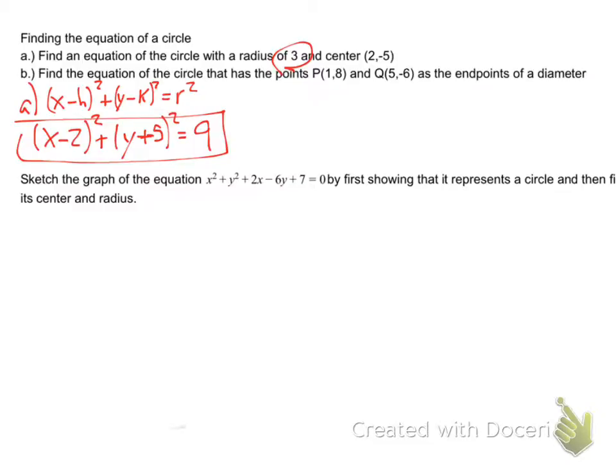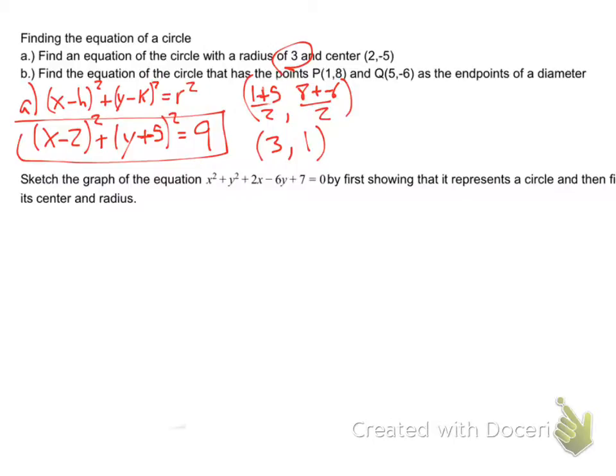So, midpoint formula, without having to write it down, would be what? Add the x's, divide by 2. Add the y's, divide by 2. 1 plus 5 over 2, comma, 8 plus -6 over 2. So, 3 and 1. So there's our center. So now we know our h and k.